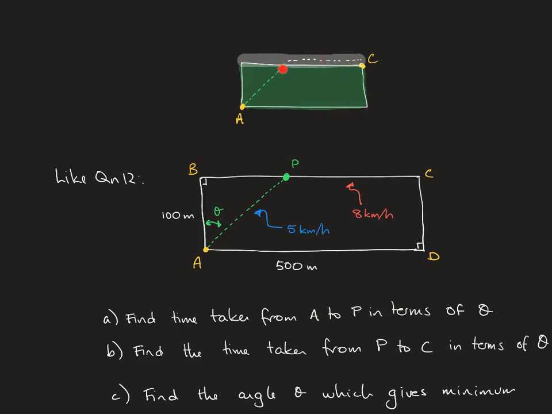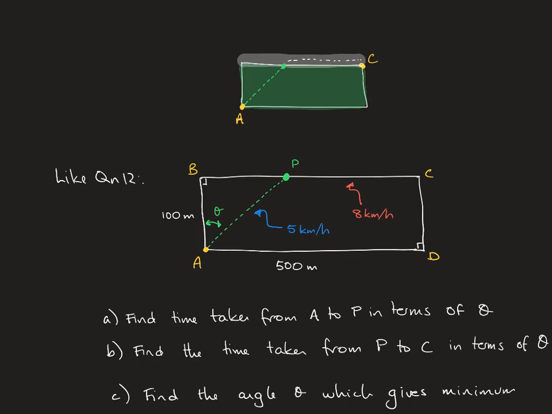Now, often the question will be put in terms of, like this one here, an angle that you head off at, and sometimes it's in terms of a distance between these 2 points here. But anyway, this is like question 12. So mine has 100 meters as the width of the field and 500 meters as the length of the field. Whoever is running this can run through the grass at 5 kilometers an hour, but can run along the road at 8 kilometers per hour.